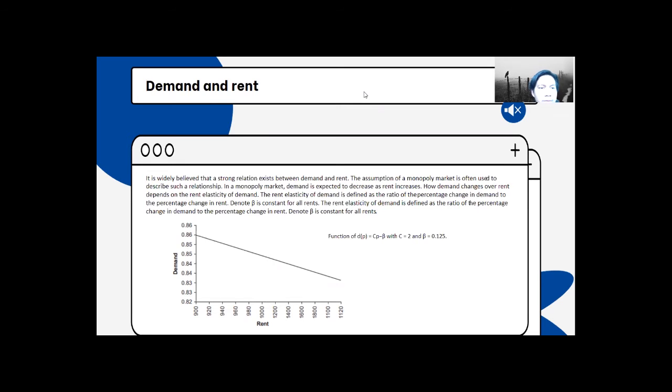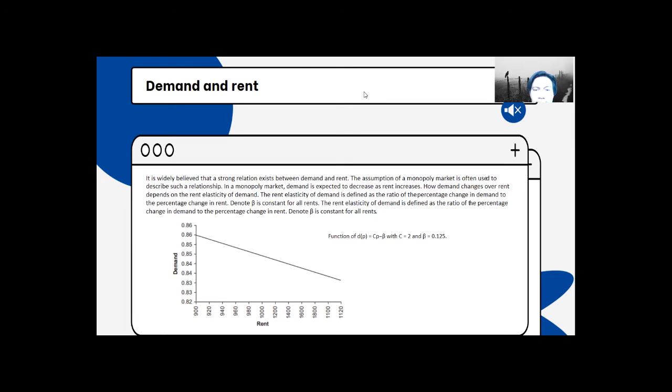It is widely believed that a strong relation exists between demand and rent. The assumption of a monopoly market is often used to describe such a relationship. In a monopoly market, demand is expected to decrease as rent increases. How demand changes over rent depends on the rent elasticity of demand.